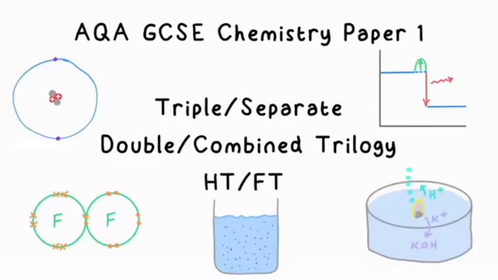Let's see how quickly we can cover everything you need to know for AQA GCSE Chemistry Paper 1. This is good for higher and foundation tier, double combined trilogy and triple separate chemistry. That's topics 1 to 5: atoms, bonding, quantitative chemistry, and chemical and energy changes.